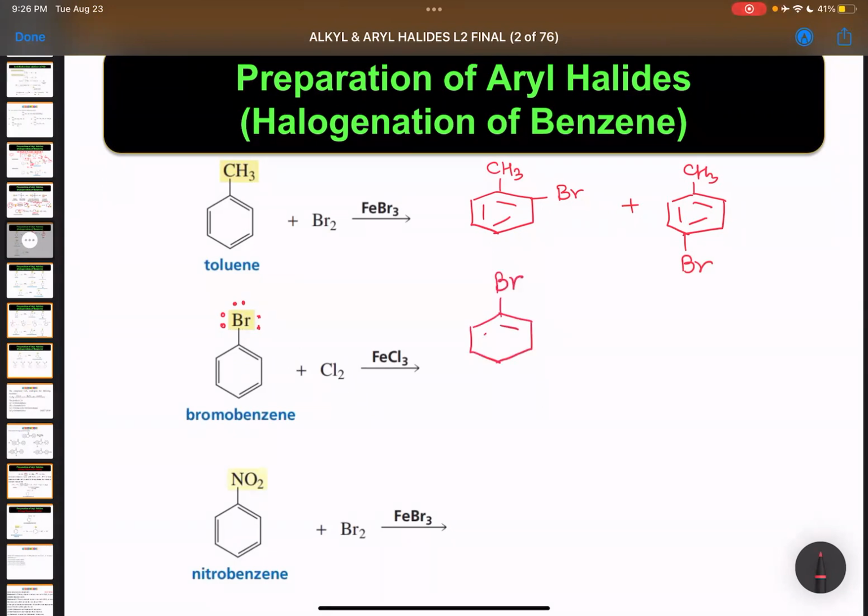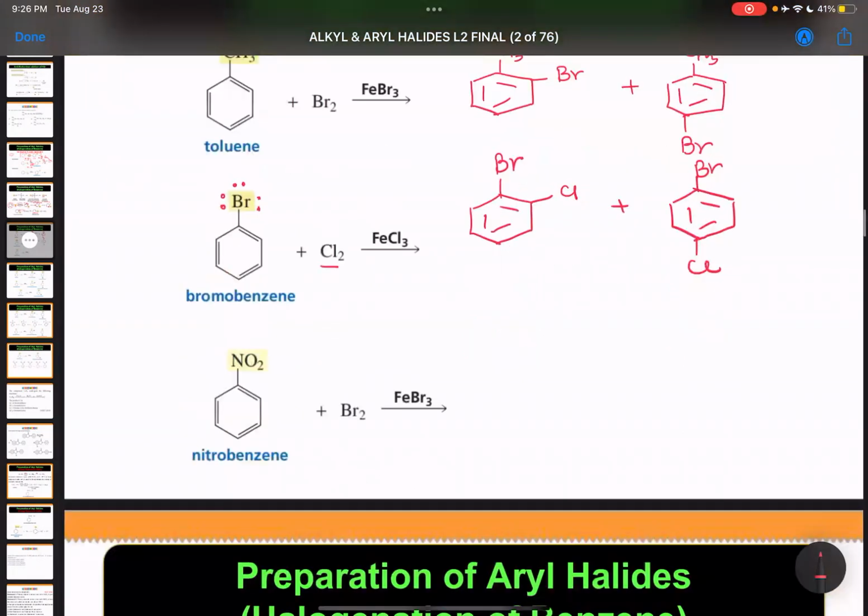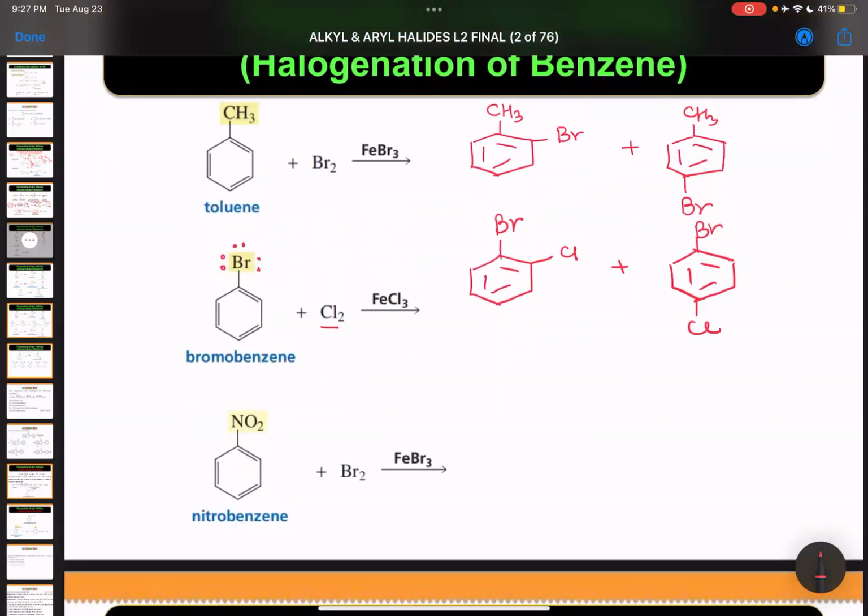So where should I put this Cl with respect to bromine? Either at the ortho or at the para. And ortho and para are formed simultaneously. What is the reason? Yeah, tell me. Because both will be electron rich. Yeah, both positions will be electron rich.